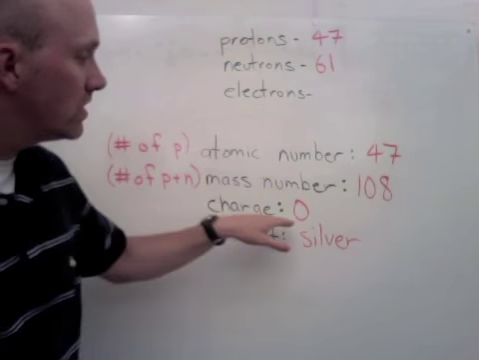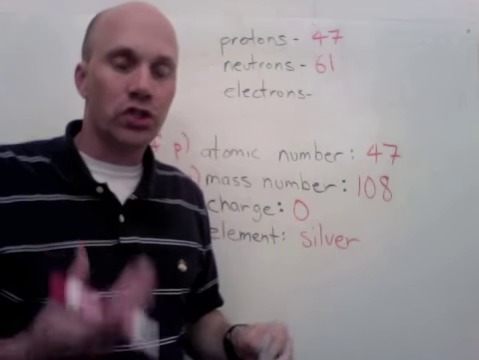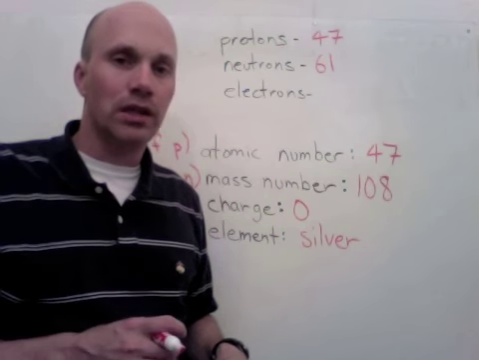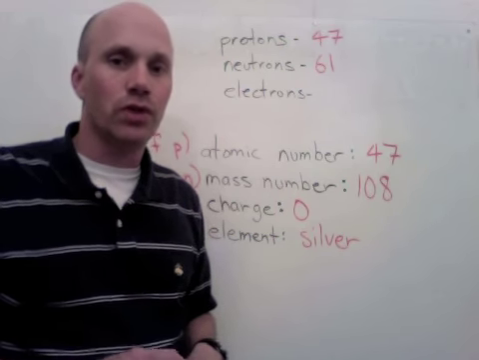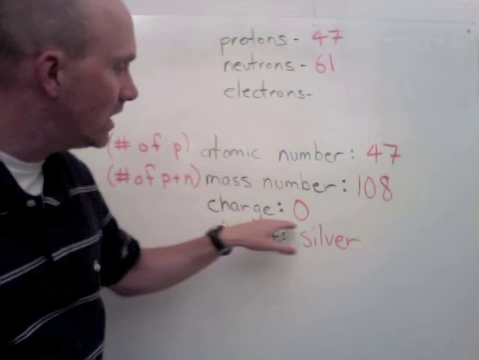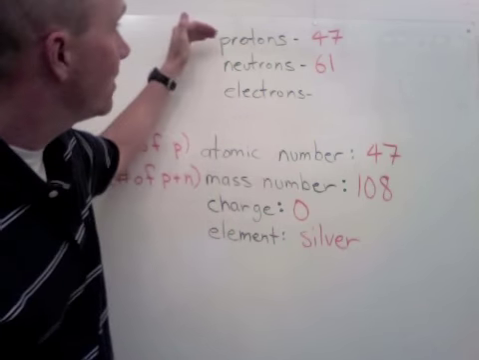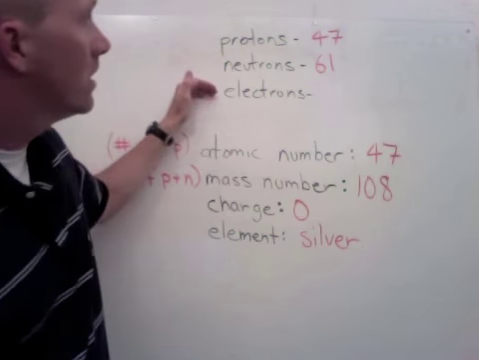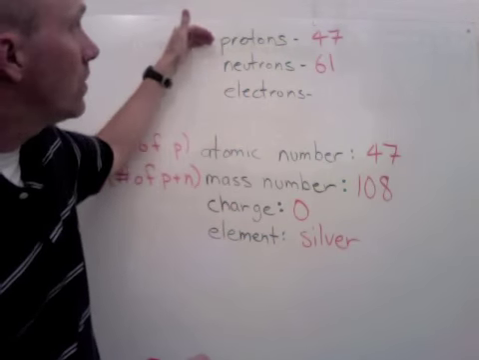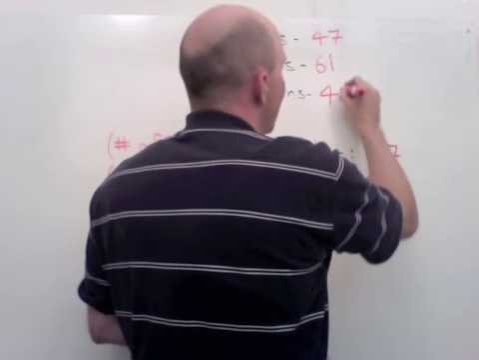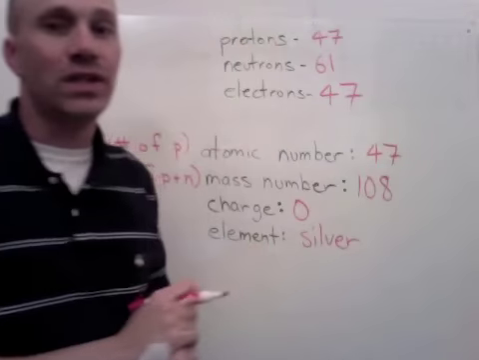Okay, charge is 0. Okay, remember what charge comes from. You're going to have a charge if there's either more protons than electrons or more electrons than protons. When you've got exactly 0 charge, that means that there's exactly the same number of protons as electrons. So if we know that there's 47 protons, that means that there has to be exactly 47 electrons.